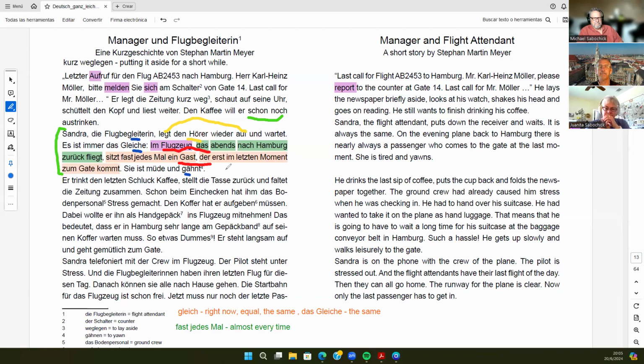So we got the nominative, which is ein Gast. So he's the one doing the sitting. So where is he sitting? Well, he's sitting inside the plane, which now is my dative object. So the real sentence is, ein Gast sitzt im Flugzeug. A guest is sitting in the plane. That's all there is to the sentence.